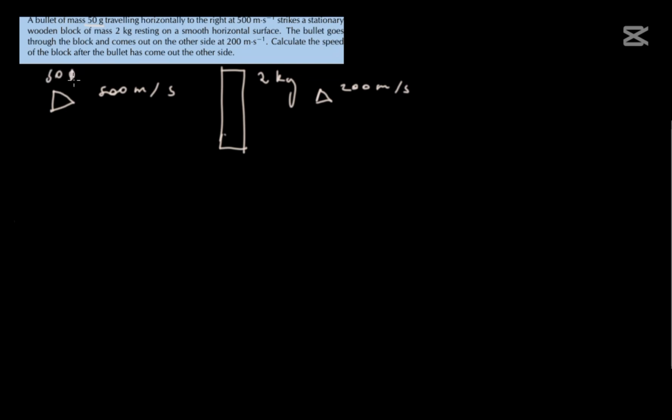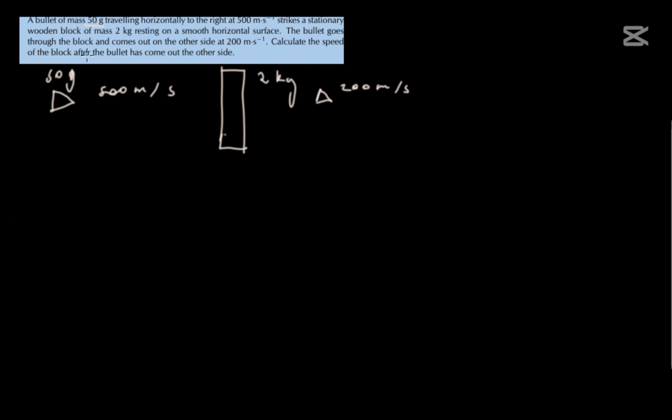So for this case, the bullet, let me say bullet, is traveling at 500 meters per second to the right, and it has 50 grams of mass, and it hits a wall or a wooden block which is stationary, having a mass of 2 kg, and it comes through with a speed of 200 meters per second. Here is 50 grams.